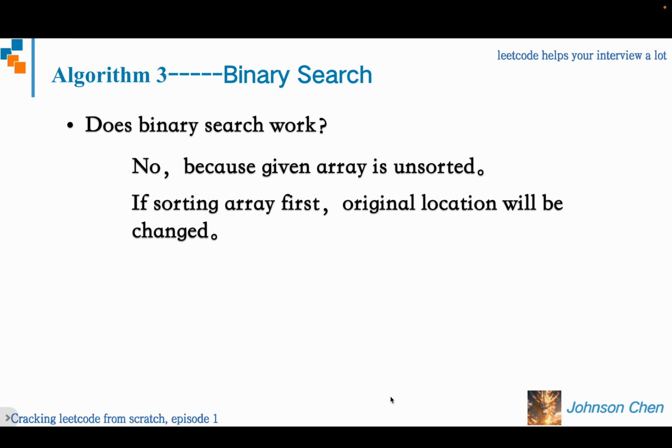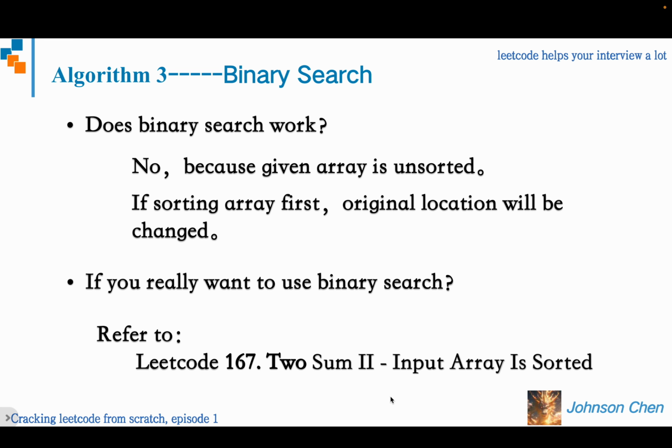The answer is still no, because this problem requires returning the indices of the two numbers. If we sort it first, the original locations, or the original indices, will be changed. Most likely, you still can't return the right answer. So how can we use it? If you really want to use binary search, please refer to LeetCode problem 167, Two Sum II. The input array is sorted. Okay?